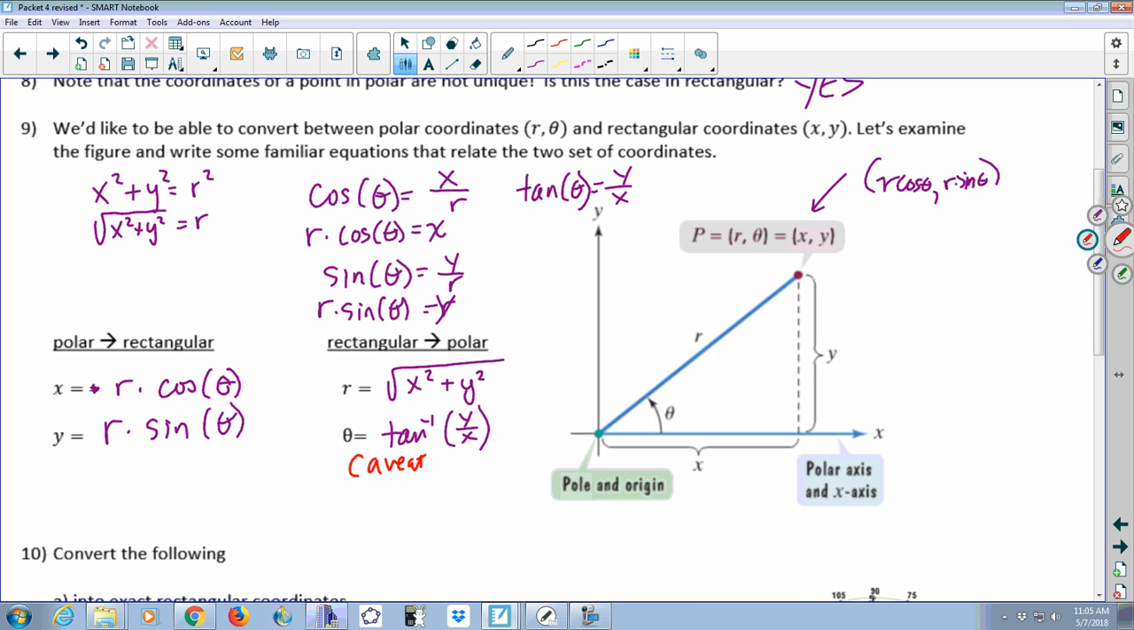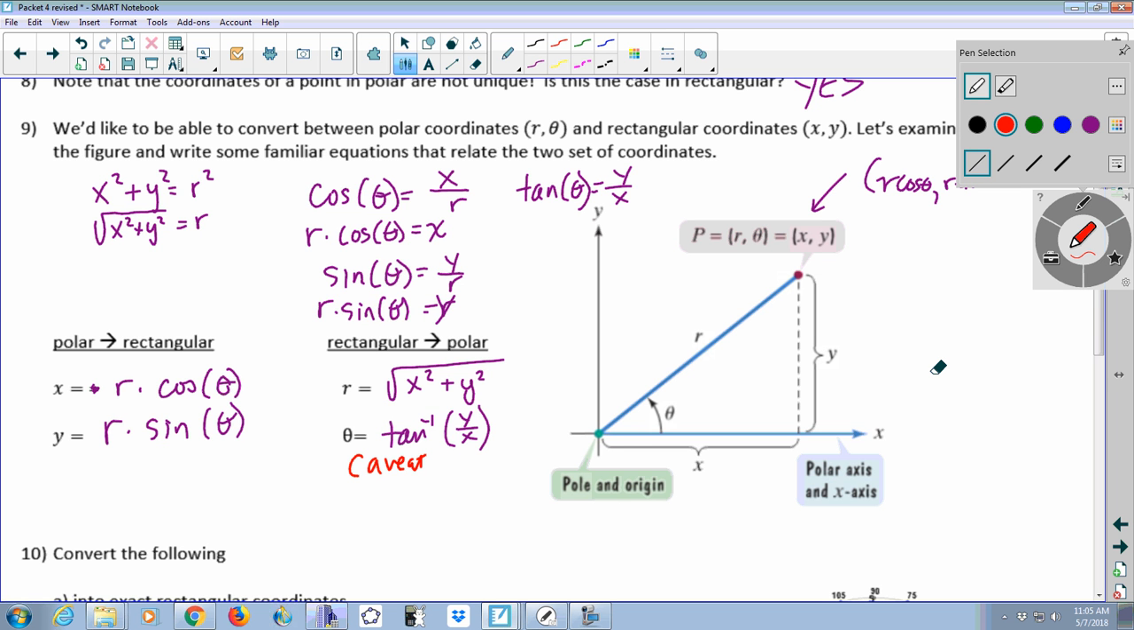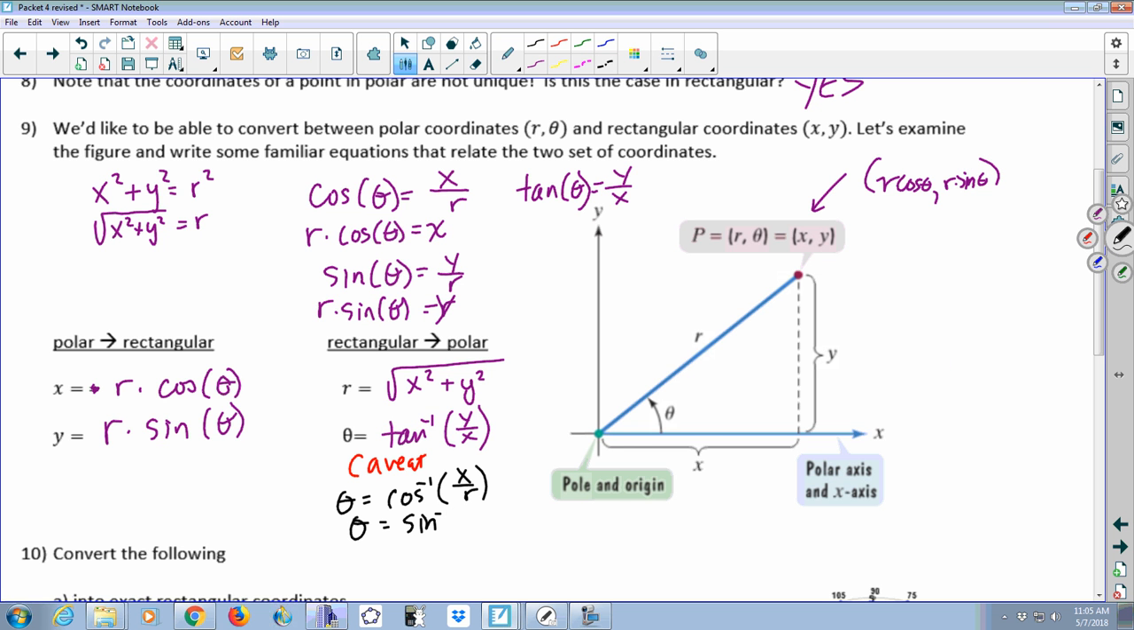So I just want to also throw in here for you that you don't have to just rely on the tangent function. You can use any of the inverse trig functions that you want to help you find theta, realizing that you always have to bear in mind what quadrant you're in so you get the right reference angle, the right value for theta.